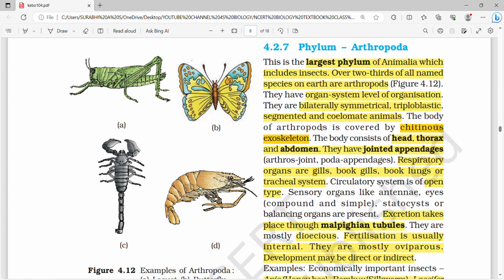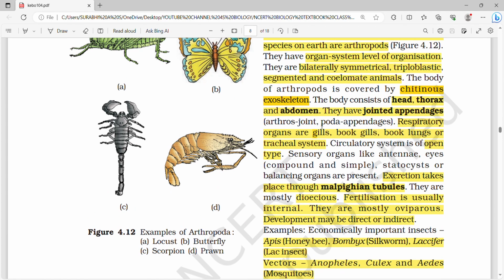So this is the largest phylum of Animalia, which includes insects. Over two-thirds of all the species on the earth are arthropods. They have organ system level of organization, bilaterally symmetrical, triploblastic, segmented, and coelomate animals. It is very important that the arthropod's body is made up of a chitinous exoskeleton, which is the same as in fungi. Fungi also have chitin, and this also has chitin.